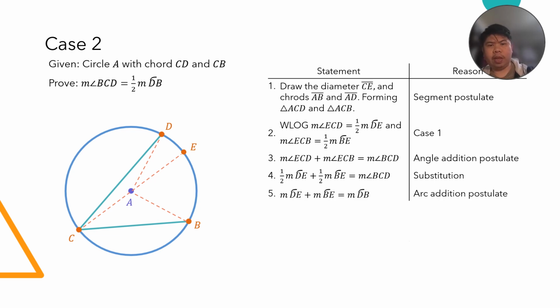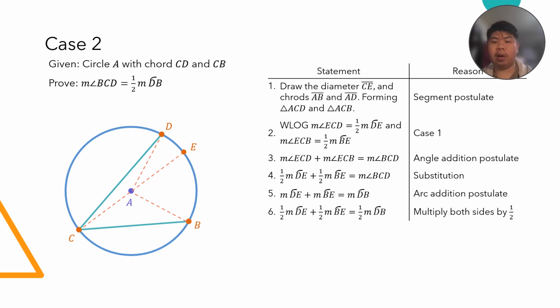Then by the arc addition postulate, we can add our 2 arcs to form arc DB. So that's arc DE plus arc BE. By multiplying both sides by 1/2, we get the following equation, which is 1/2 arc DE plus 1/2 arc BE is equal to 1/2 arc DB. So the measure of angle BCD is equal to 1/2 the measure of arc DB by the transitive property. And that's the proof of case 2.